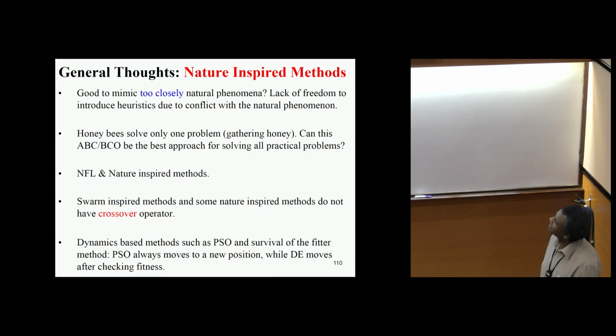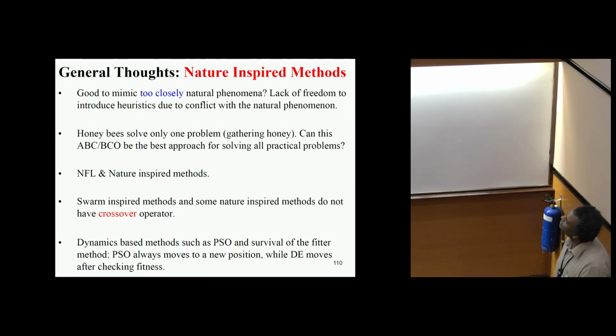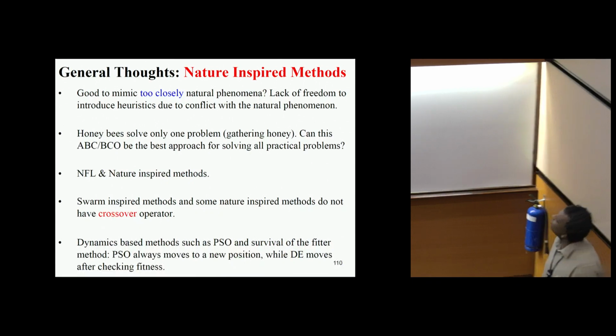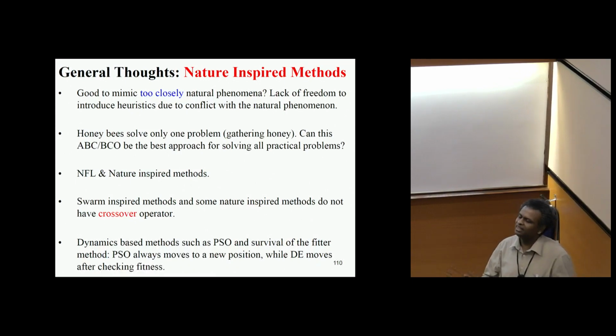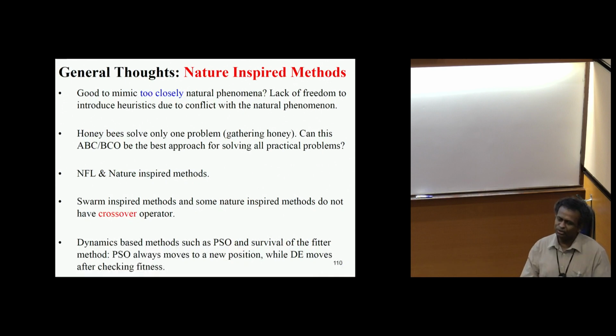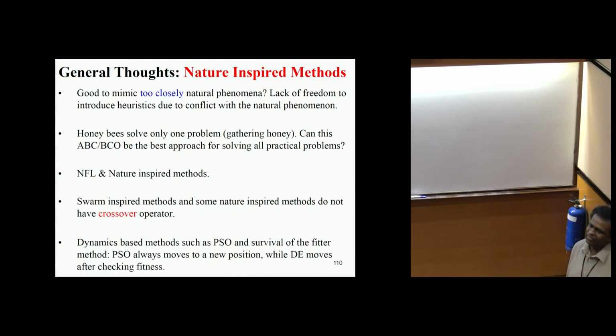So for nature inspired algorithms, I don't have many positive comments, because my opinion is it is not good to mimic the natural phenomenon closely. Natural phenomena, the insects and creatures, develop their lifestyle and capabilities to solve usually one particular problem. Honeybees are just worried about collecting honey, nothing else. So will one particular trait or characteristic be good for solving all sorts of diverse problems?